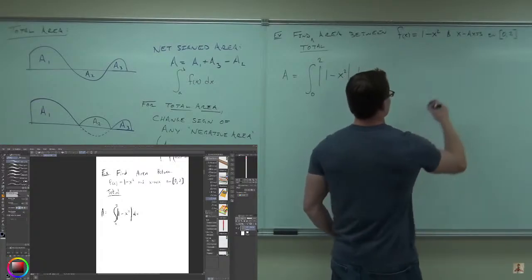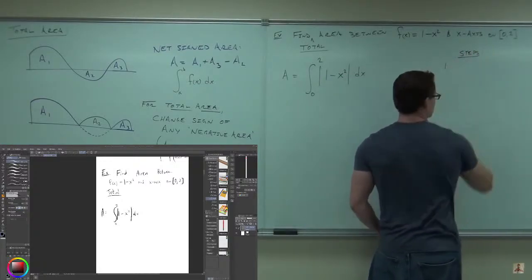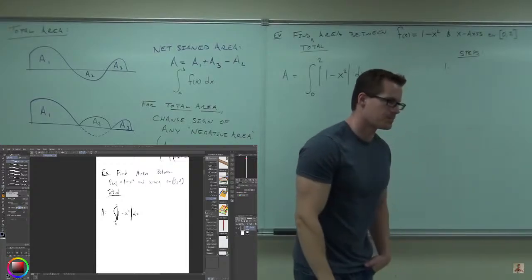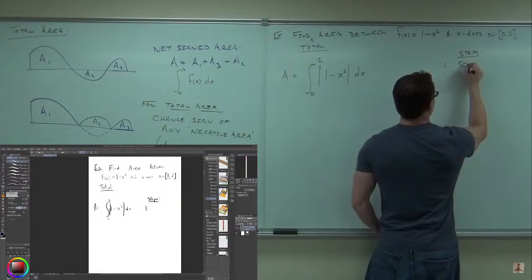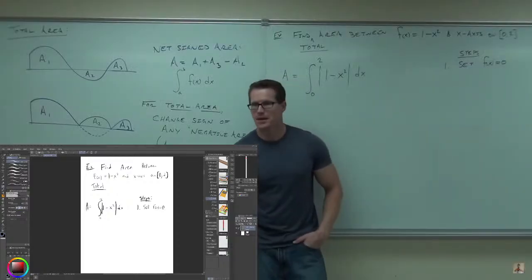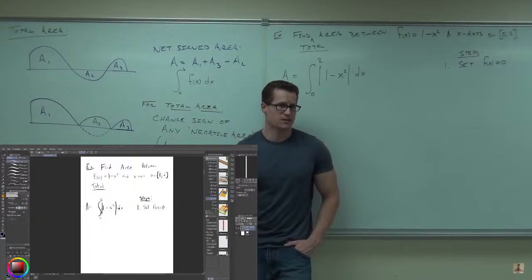Well, here's your steps. Step 1. You got to set your function equal to 0. Do you know why you got to set your function equal to 0? Not y-intercepts. Hey, if you're trying to figure out where the function is above and below the x-axis, you better find out where it crosses the x-axis. That makes sense to me. Does it make sense to you?